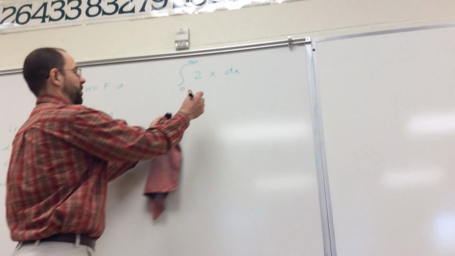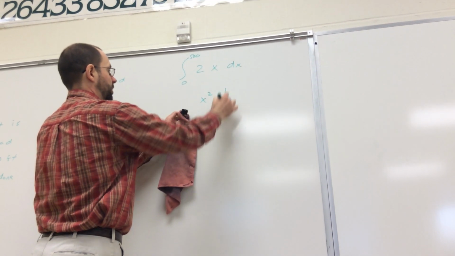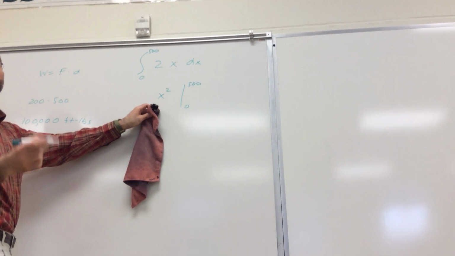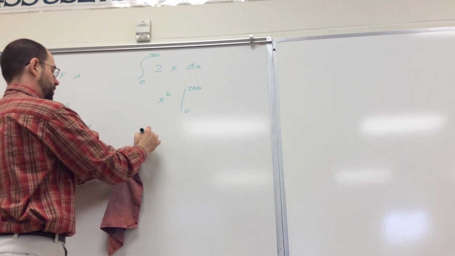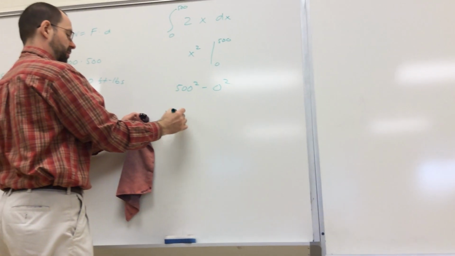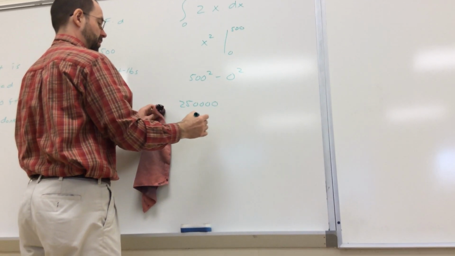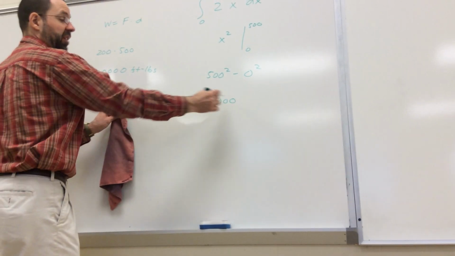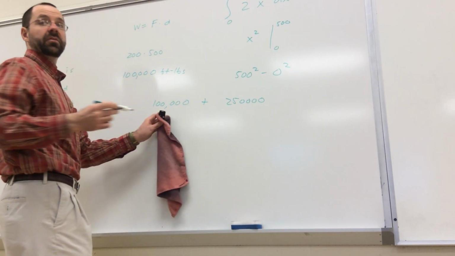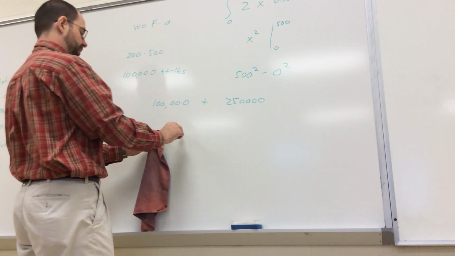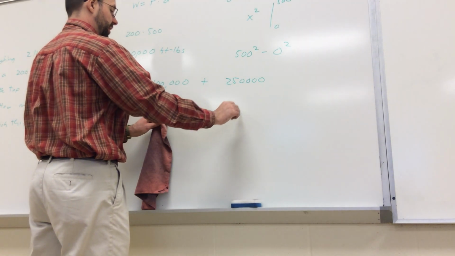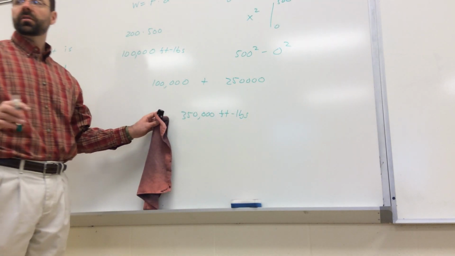So of course the antiderivative of that is x squared. Then you plug 500 in and 0 in. So you get 250,000 foot-pounds. We already had the 100,000 foot-pounds for the coal. So the final answer to the problem is 350,000 foot-pounds.